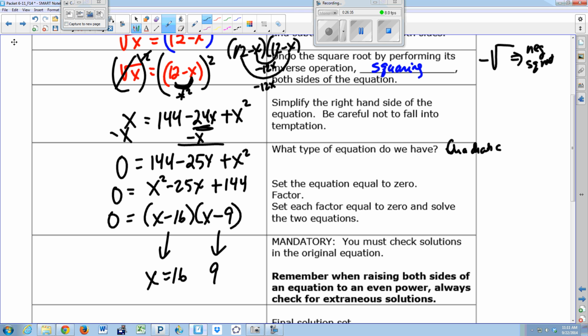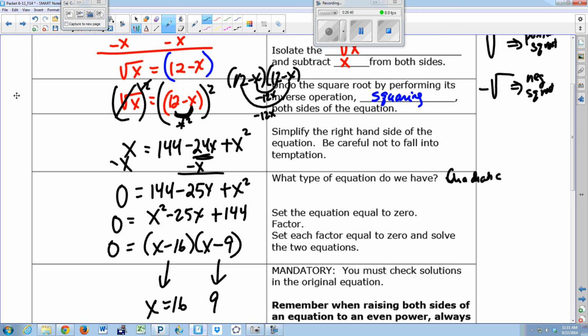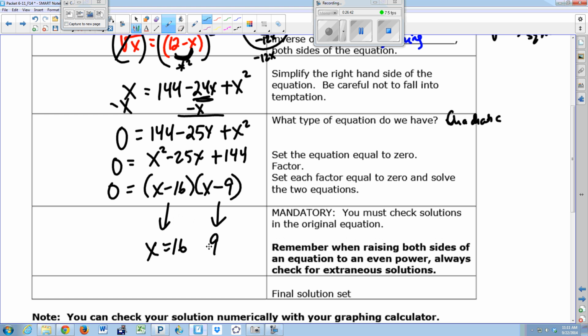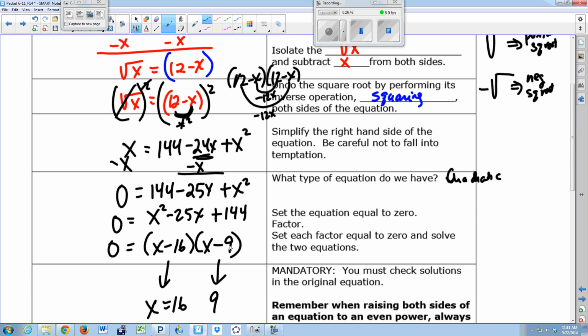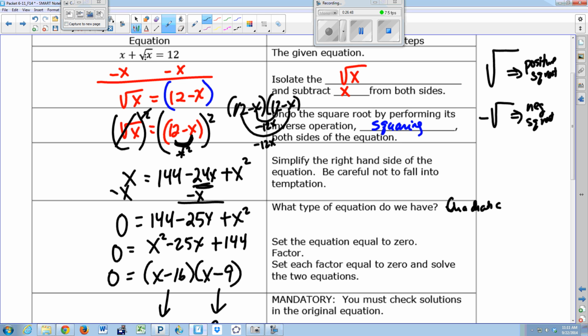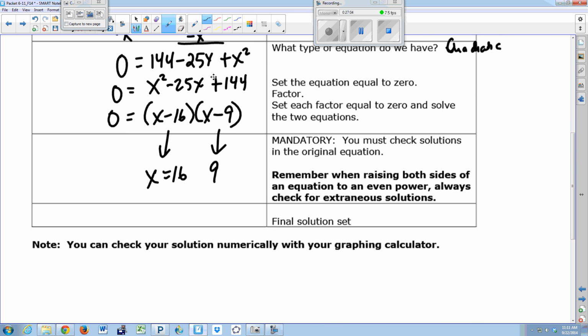If you never have been in the habit of checking your solutions, anytime you see a radical equation, it's absolutely mandatory that you check. Because often when we end up squaring or raising a power to both sides of an equation to the fourth power or sixth power, we can introduce solutions that are what we call extraneous. They don't work in our original equation. So let's check this out. Our original equation was x plus the square root of x equals 12.